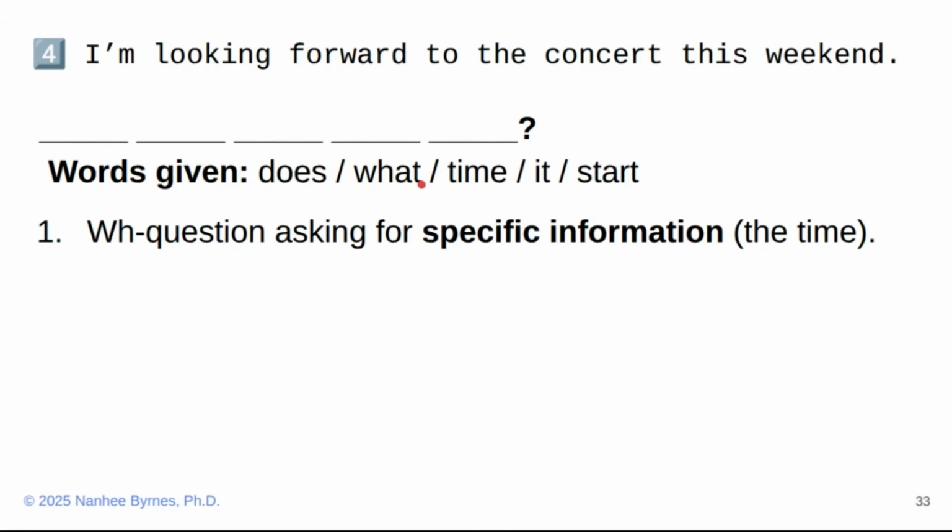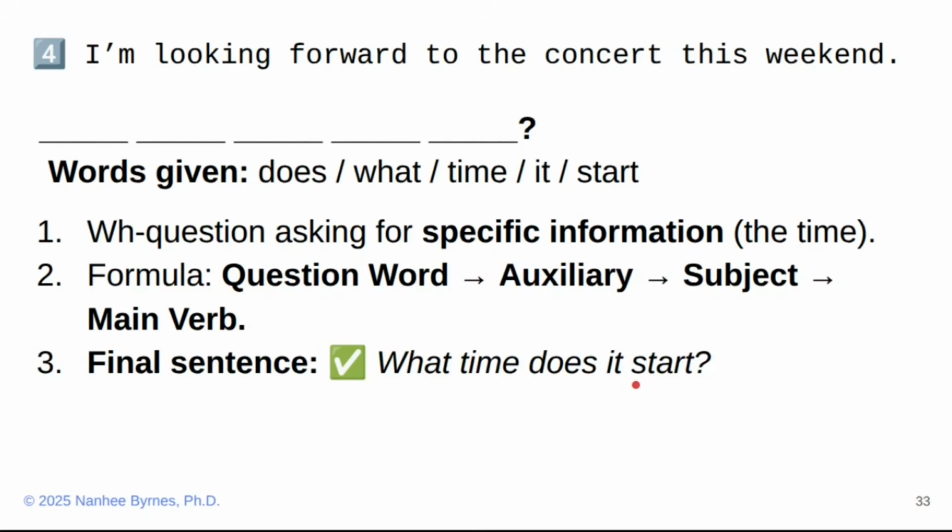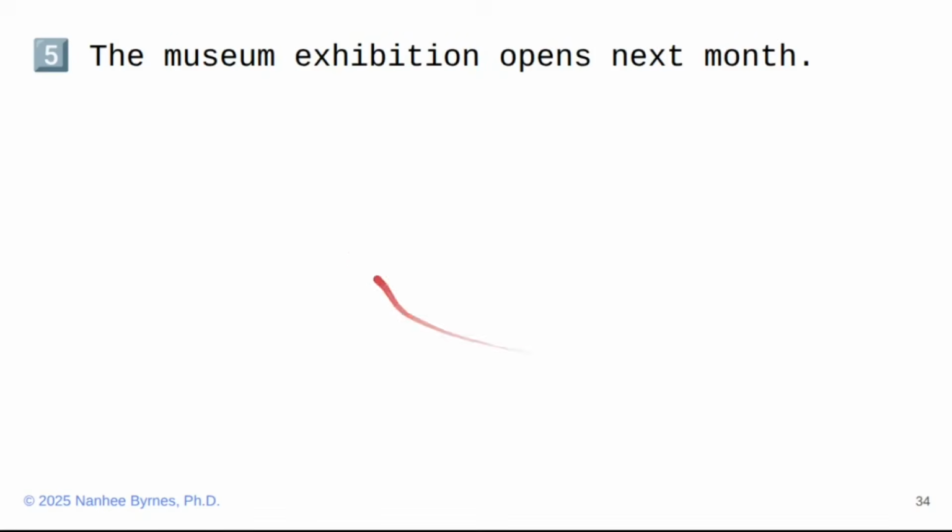The order follows the formula: question word, followed by an auxiliary word, followed by the subject and the main verb. Answer: What time does it start? 5. The museum exhibition opens next month.